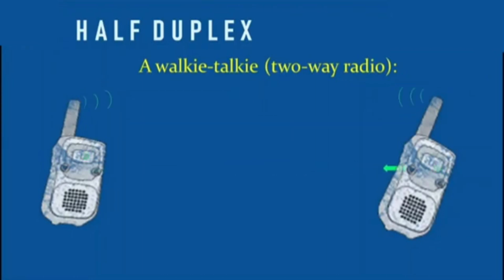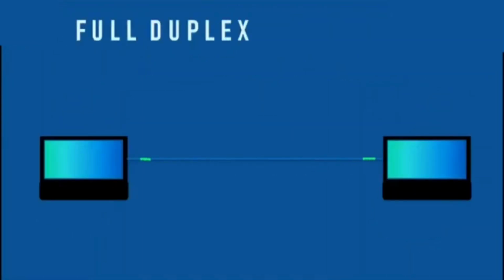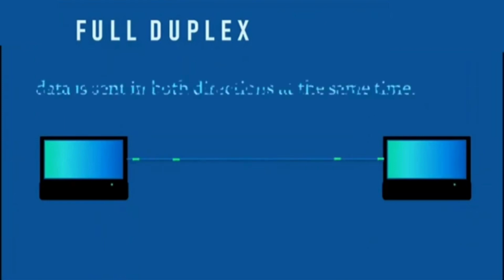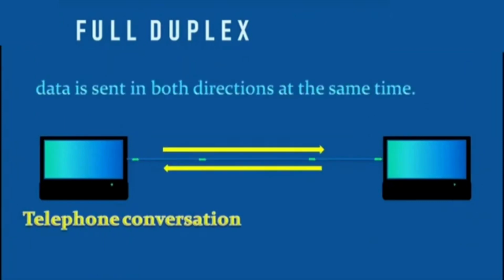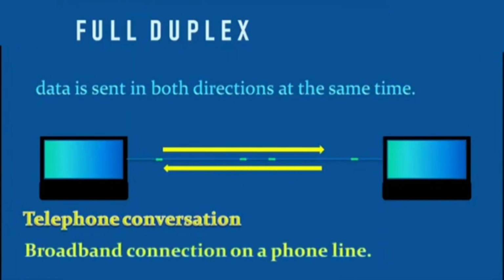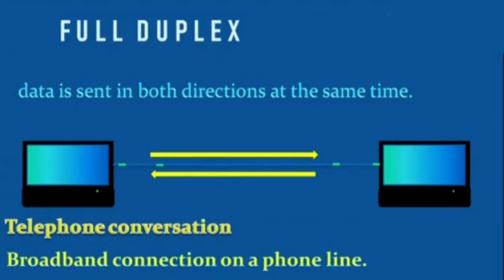Further, I nominate Rutuja to explain the next type. The next type is full-duplex transmission. Data is sent in both directions at the same time. An example is a telephone conversation, where both people can speak to each other at the same time. Another example is a broadband connection to a phone line.